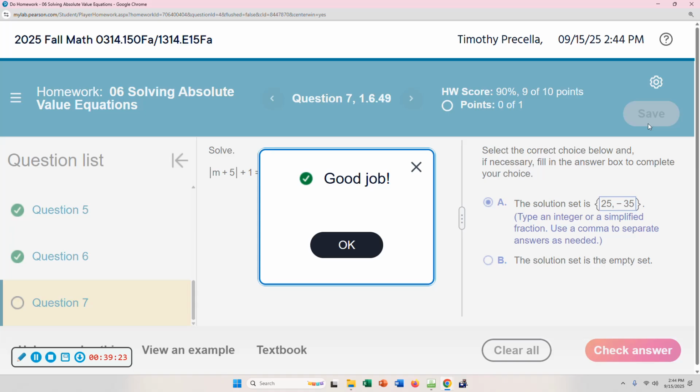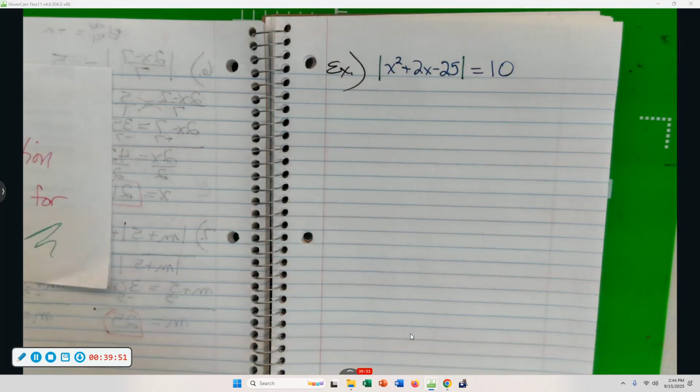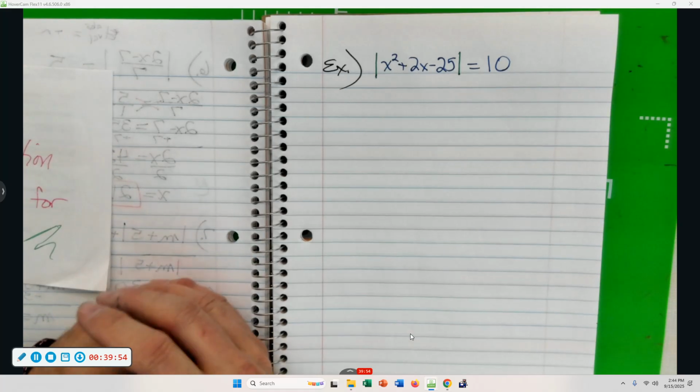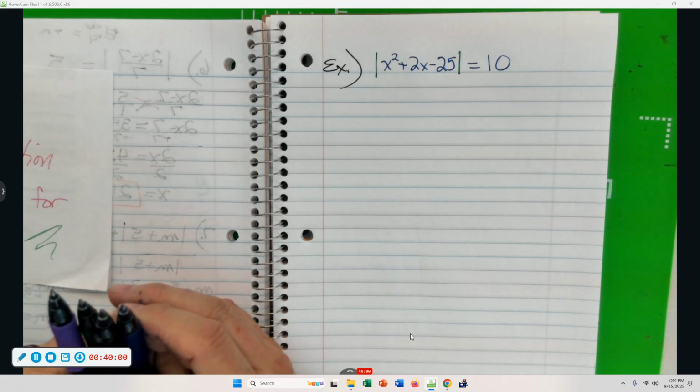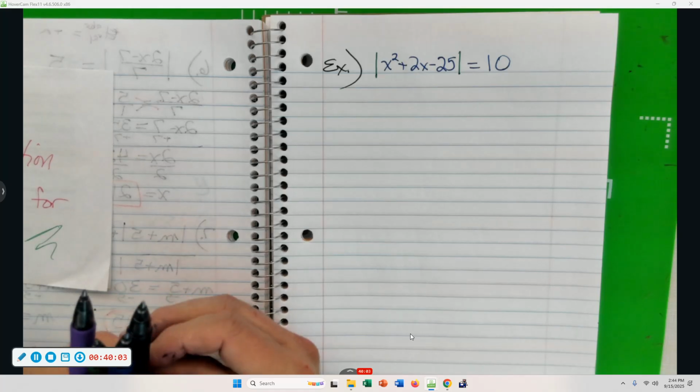Here's one that's going to pop up in the next assignment on Wednesday, or something real similar to it will pop up. You know how MyLab changes numbers, so we have the absolute value of x squared plus 2x. Let me write it down. Is equal to 10. Thanks for reminding me to switch it over. So the absolute value of x squared plus 2x minus 25 is equal to 10.